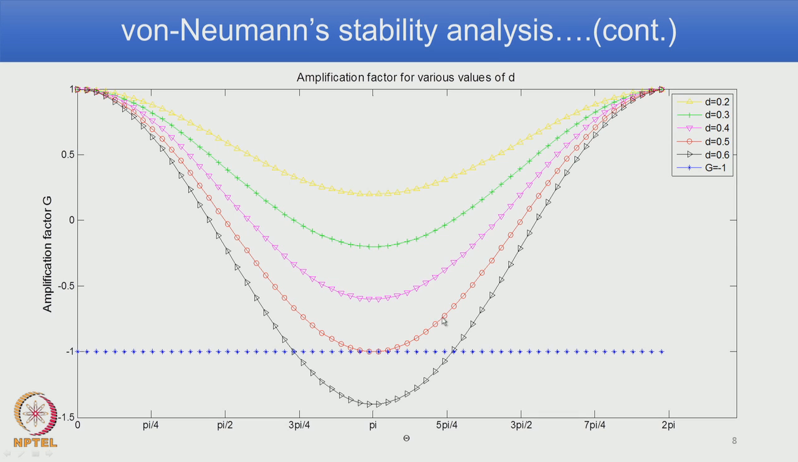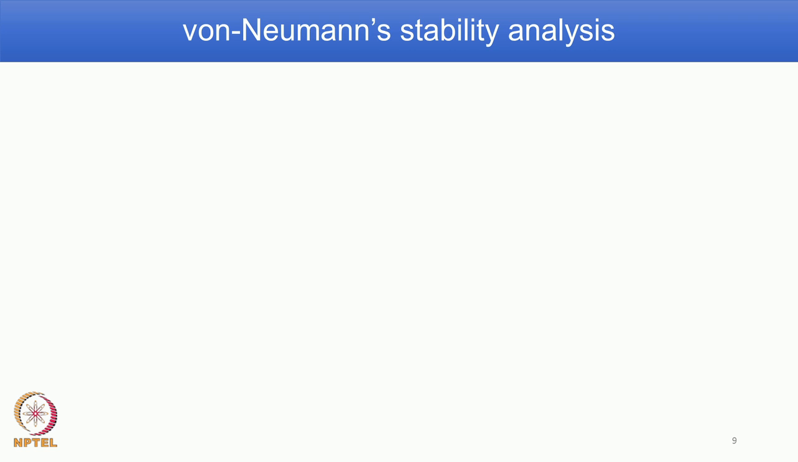You can observe here that it is marked by this red color line, and it just touches the g equal to 1 limiting line, and then other points are well within that limiting line. Similarly, for other values of d, they are well within the limiting line, hence the scheme that we have chosen is stable for the particular equation that we have considered. Let us explain this von-Neumann stability analysis.